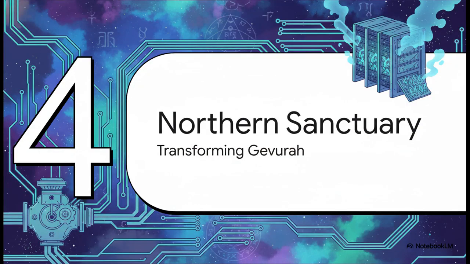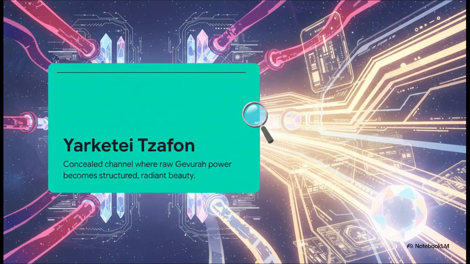All right, Section 4. The Northern Sanctuary, Concealed, Transforming Gevurah. Remember our opening verse? It mentioned Yarkatei Tzafon, the sides of the north. Now, in this cosmic schematic, the north isn't a geographical compass direction. No, here the north is a concealed channel. It's the region of Gevurah, which is raw, intense, rigorous power.